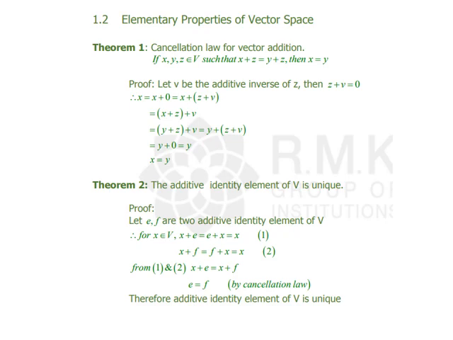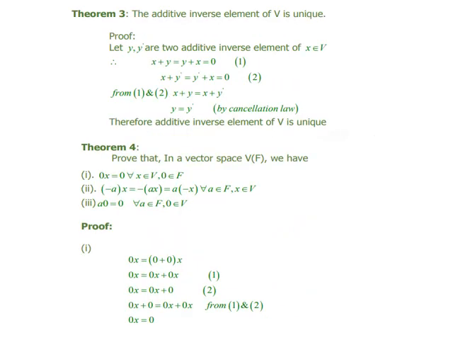Now by cancellation law, we can cancel that x on both sides to give e equal to f. So what did we consider? We considered two identity elements, and we are able to prove that they are the same, meaning the additive identity element is unique. So we go on to the next property.